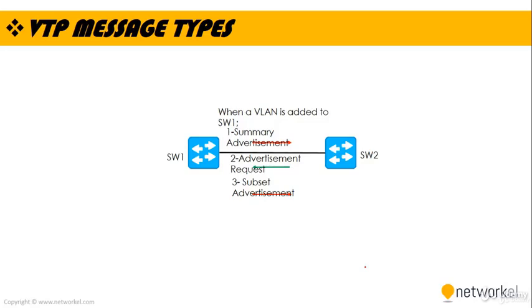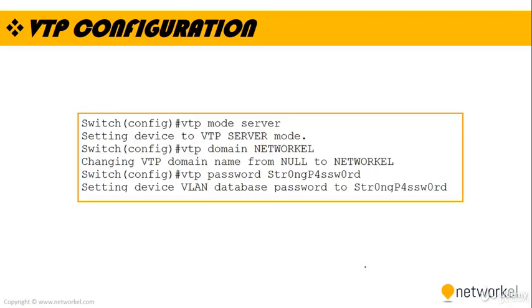Let's go ahead with how we can configure the VTP. To configure the VTP, VLAN Trunking Protocol, on a switch, first we need to choose the VTP mode. VTP modes can be server or client or transparent, as you know, and VTP server is the default mode.